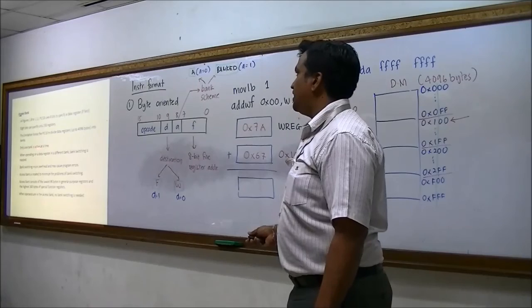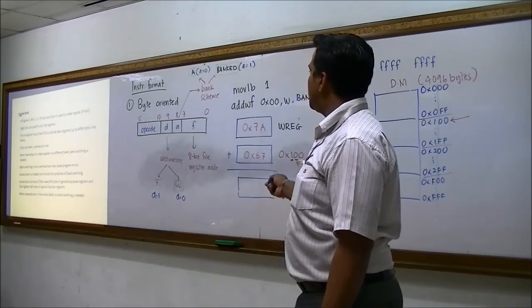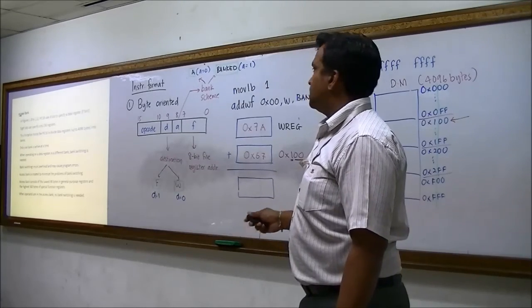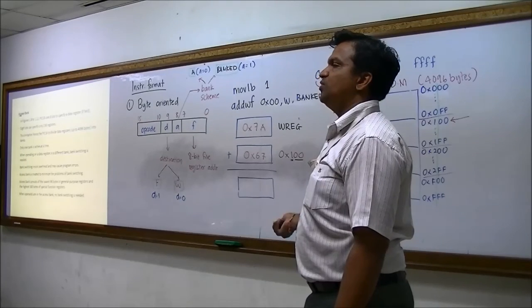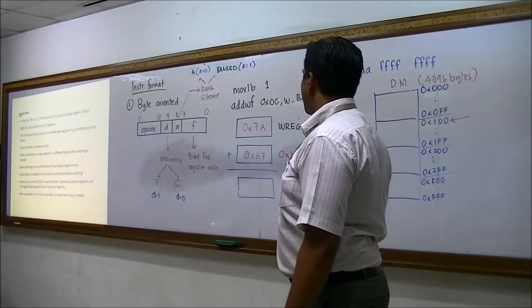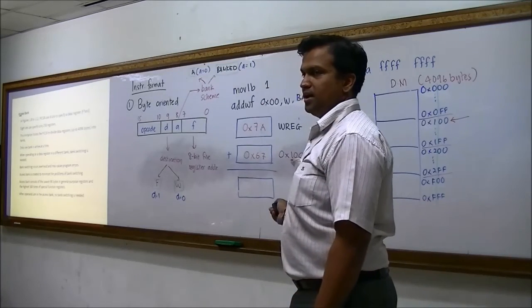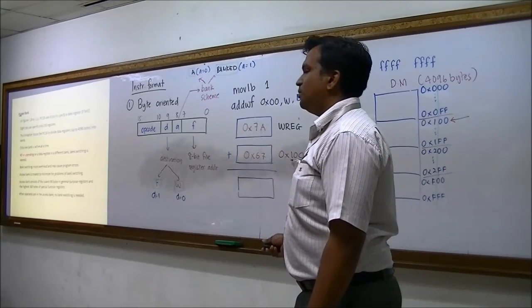So only one bank can be activated at one time. So if you want to use another bank, you need to MOVLB that particular bank number. So once you activate this, the bank will be active until you change it to another bank. So if you want to change, then you have to MOVLB another bank value. Is it okay? So that's a problem here.